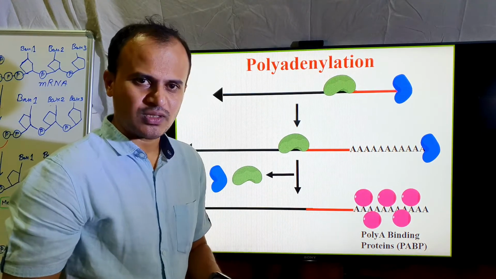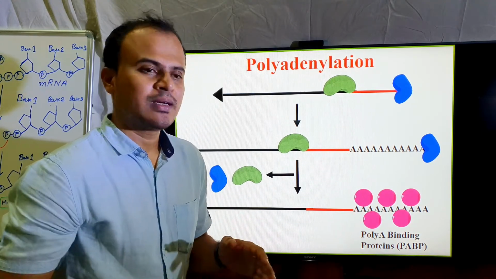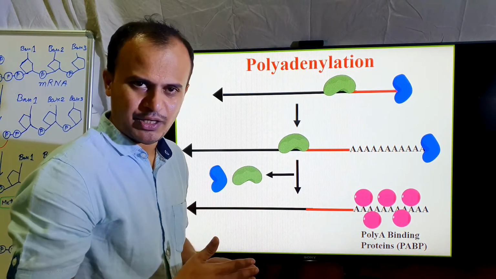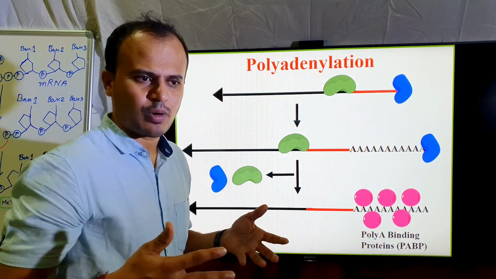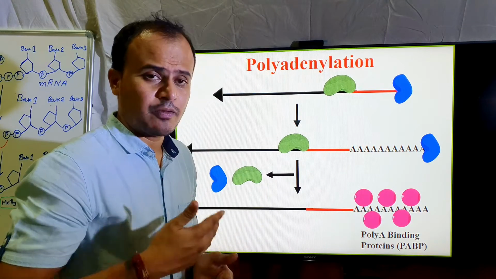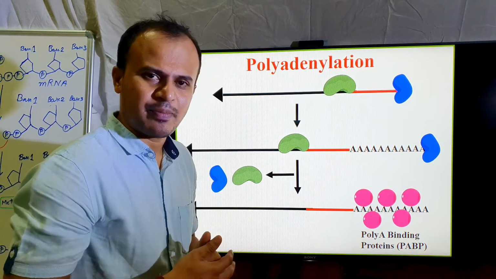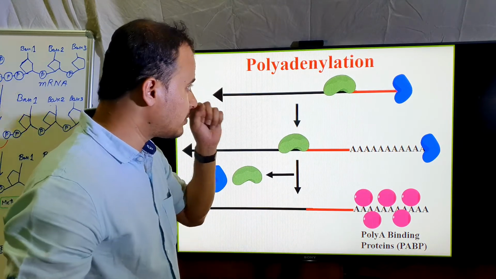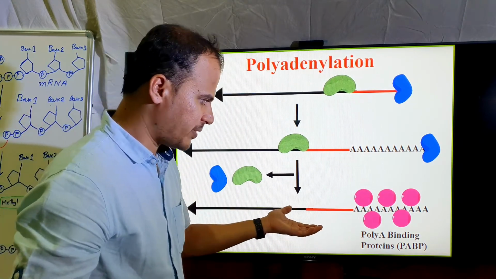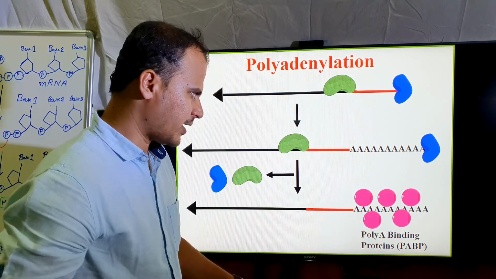The only process that is left out is the removal of the introns, which is again a broad topic, a huge topic which can be discussed in a separate video. So this is how the polyadenylation has been done to the mRNA.